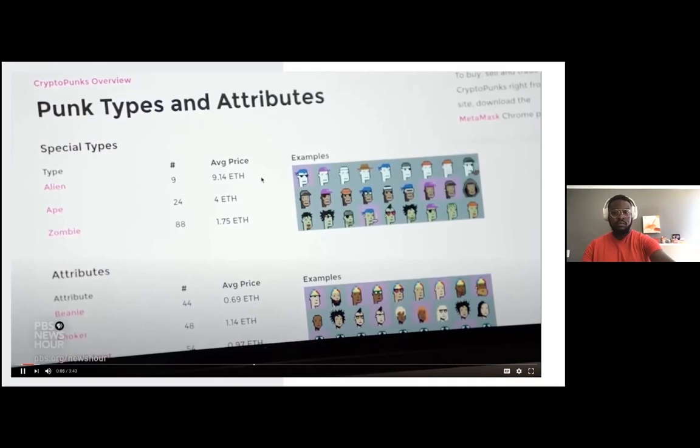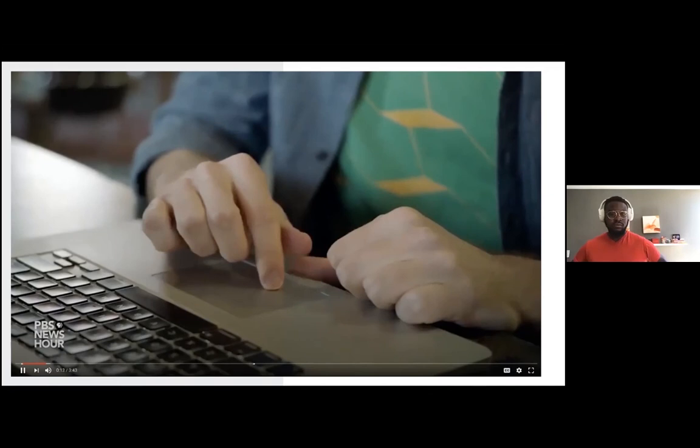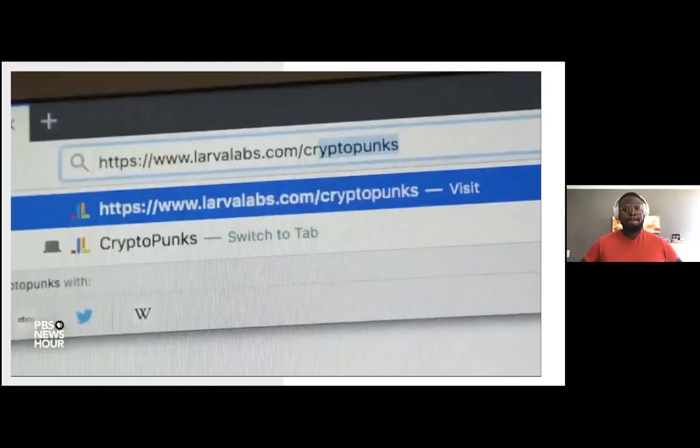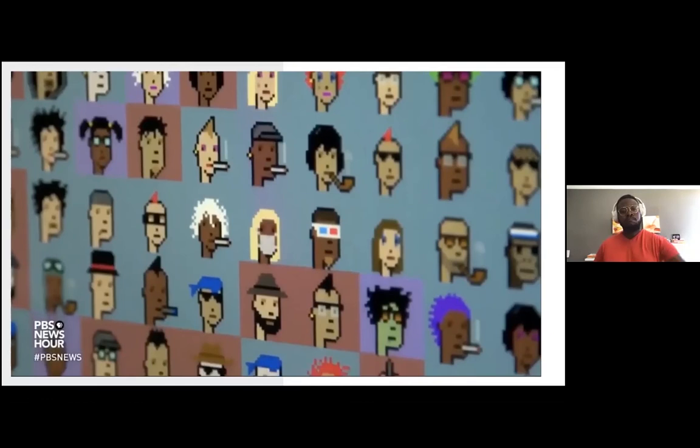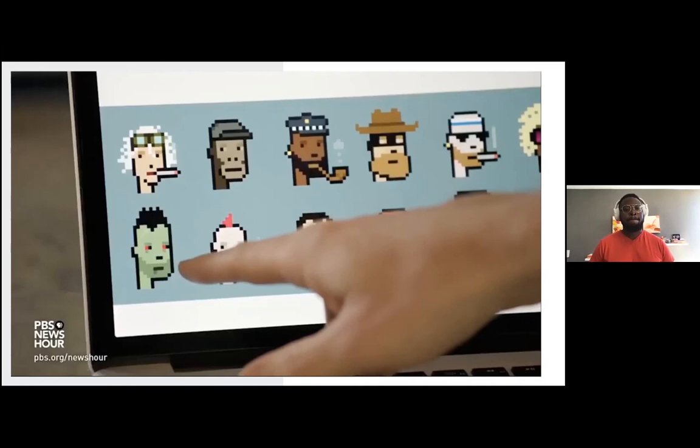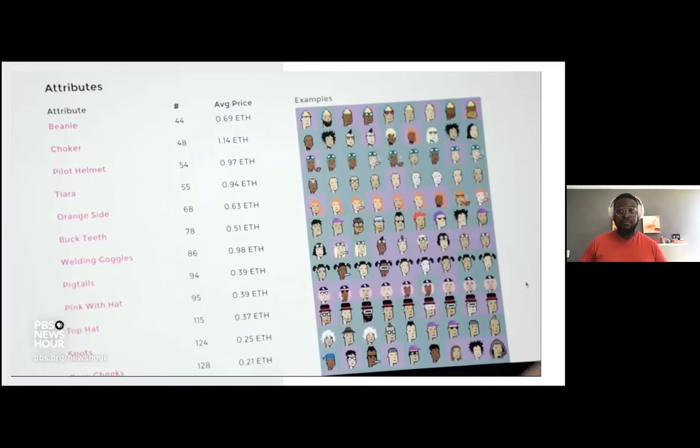Object, when the art is purely digital, nothing more than a binary code collection of ones and zeros. John Watkinson is the co-creator of CryptoPunks, a groundbreaking pixel art sensation. In 2017, he and co-creator Matt Hall created 10,000 CryptoPunk characters. They kept 1,000 for themselves, then offered up the rest online for free. There's male, female, and there's a few rarer types. So you can see there's a zombie, an ape. The most rare is an alien. There's 9 of those. We wanted to make it so that there was sort of a scope of rarity.